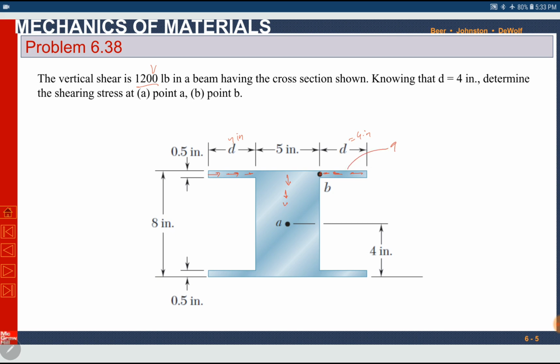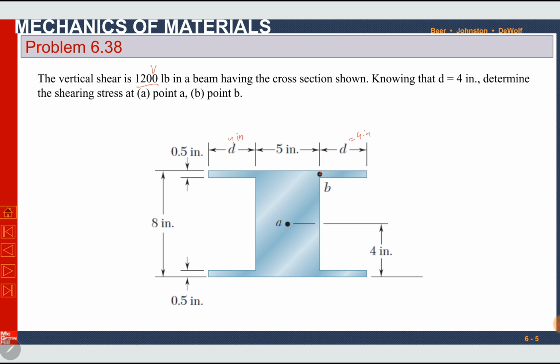So if this is Q1, this is Q2, so this Q is equal to Q1 plus Q2. But if this is Q1, this is also Q1. Here this portion is Q1 plus Q2. If this is Q2, so at point A, it will be Q1 plus Q2. Okay.